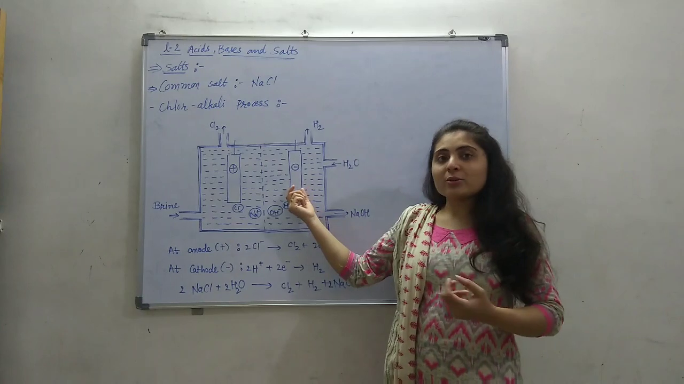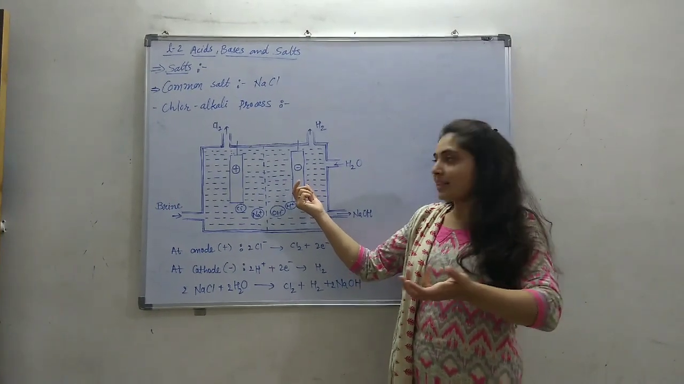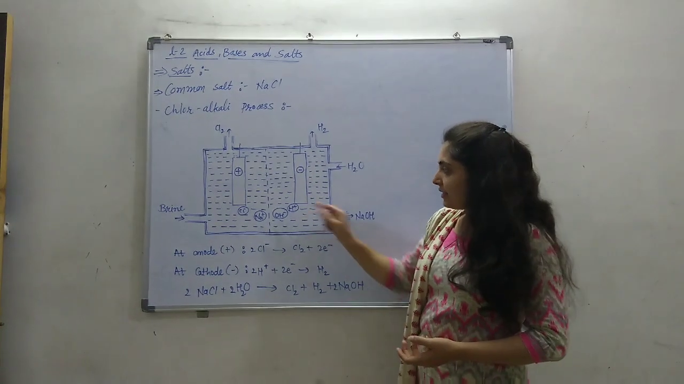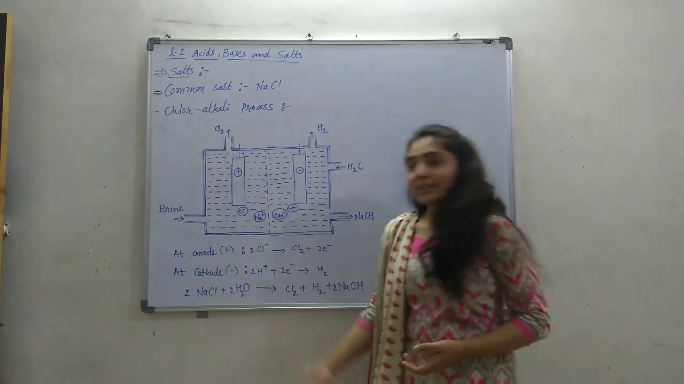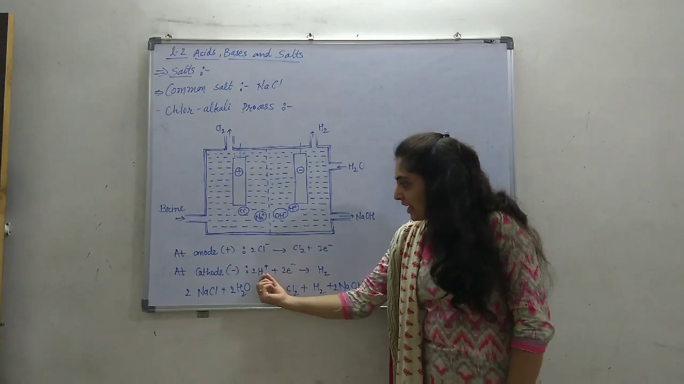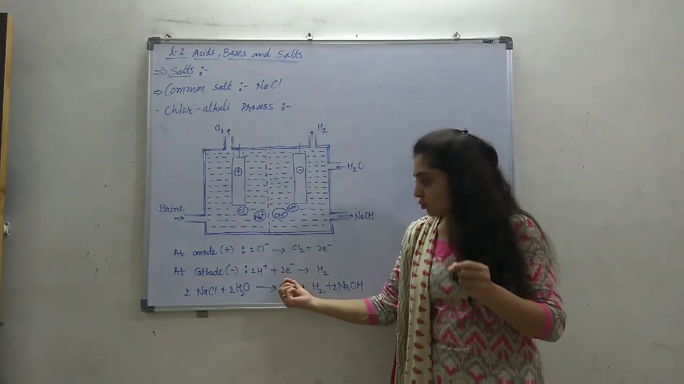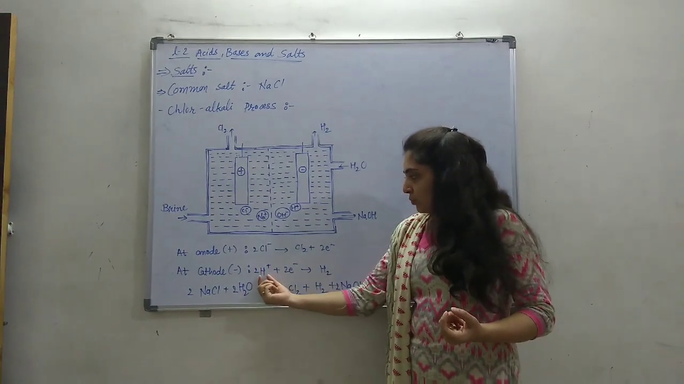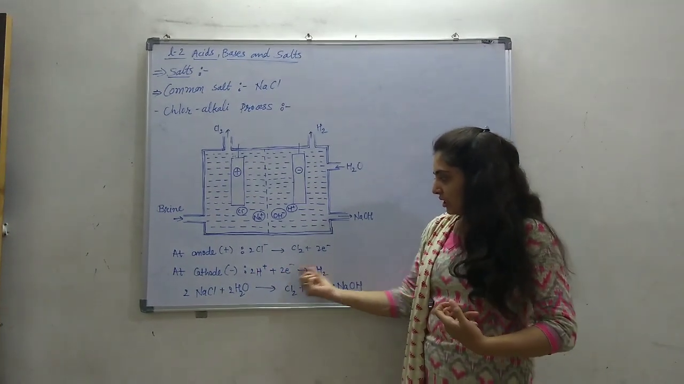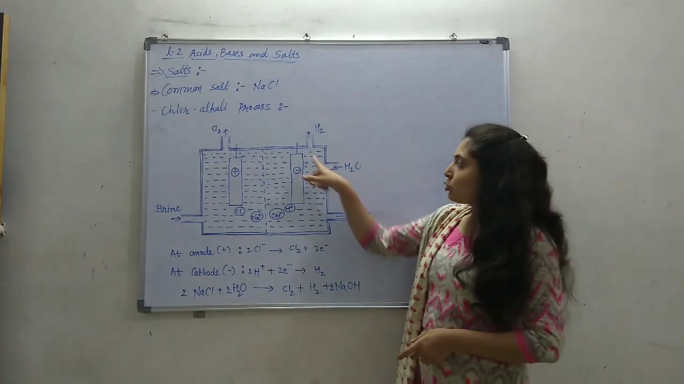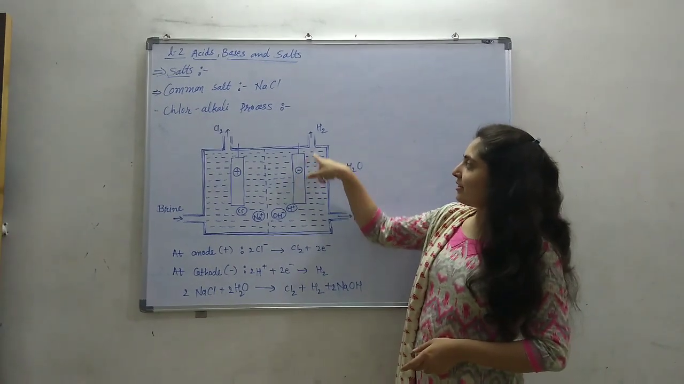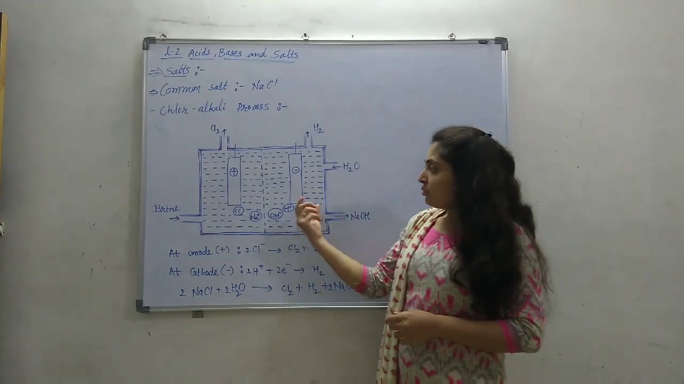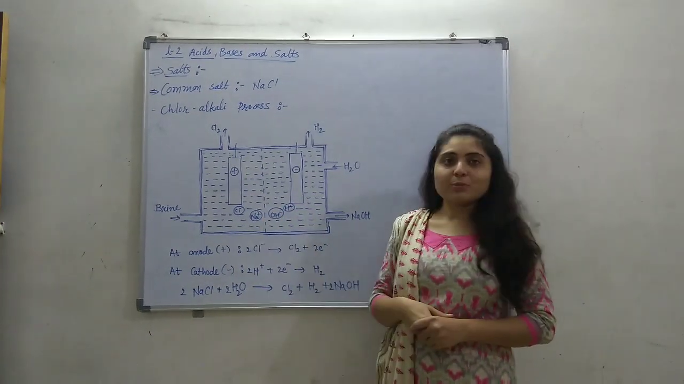The negative electrode has electrons, because it is negative. So at the cathode, the negative electrode, H+ gains one electron, making an H atom. So 2H+ gaining 2 electrons make H2 gas. H2 will be collected here and taken from the upper side. Now what remains are OH- and Na+.